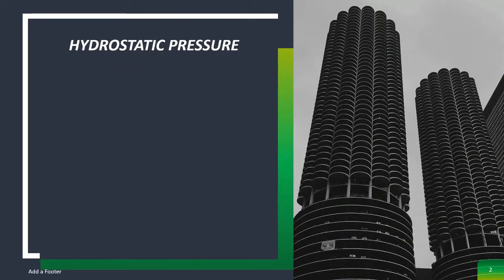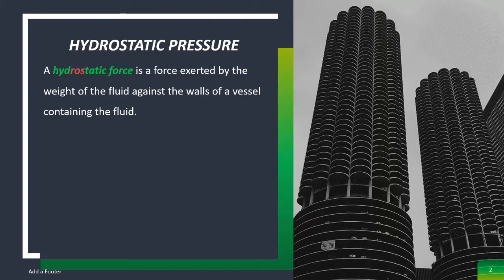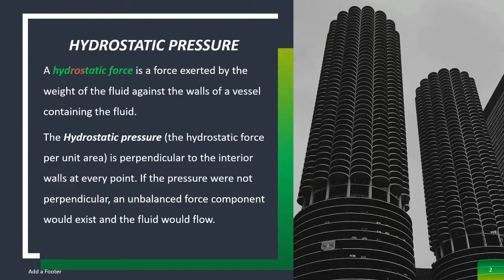Hydrostatic pressure. A hydrostatic force is a force exerted by the weight of the fluid against the walls of a vessel containing the fluid. So, hydrostatic pressure, ito yung dapat i-consider in selecting pipe materials. Kasi ito yung pressure na kailangan i-withstand ng pipe material natin. The hydrostatic force per unit area is perpendicular to the interior walls at every point. If the pressure were not perpendicular, an unbalanced force component would exist and the fluid would flow.